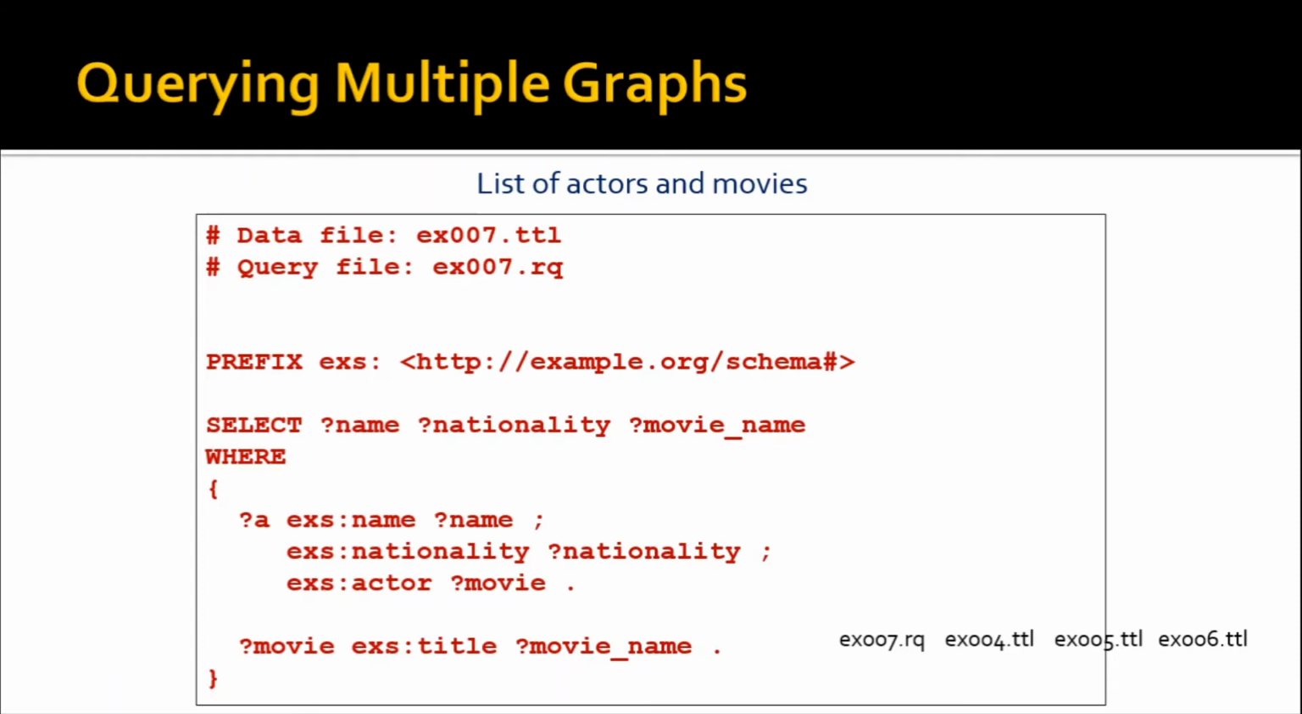Now you can see that in one file, for example example 004.ttl, we have information about the name and nationality of a person, right? In example 5, we have the movie and the corresponding title. And in example 6, we have which actor acted in which movie. So this single query will fetch data from different places and find the answer by combining the triples from the different databases, right?